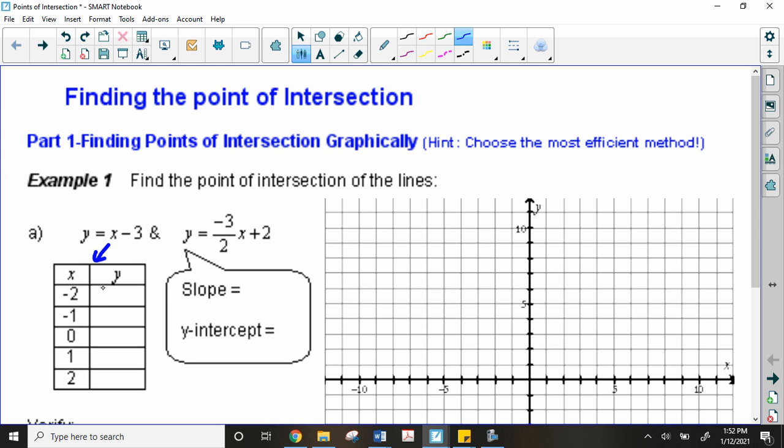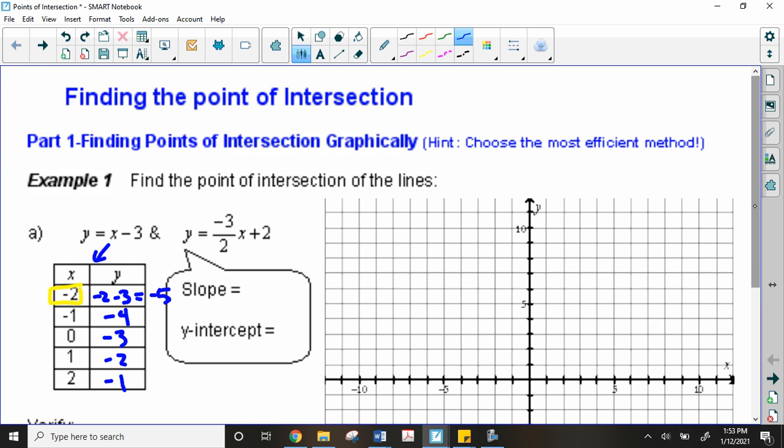Wherever I see an x, I'm going to replace it with whatever the x value is, and then I'm going to do that calculation to find out the y. So first, I'm going to take this -2 and put it in where that x is, and it would be -2 minus 3, and we would get a -5. Use your calculators, please. Don't wow me with your mental math. We want to make sure we're getting those calculations correct. So then -1 minus 3, -4. 0 minus 3, -3. 1 minus 3, -2. And 2 minus 3 is -1.